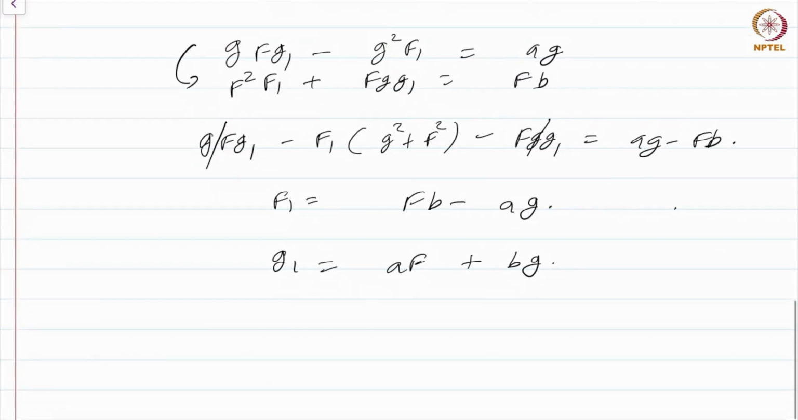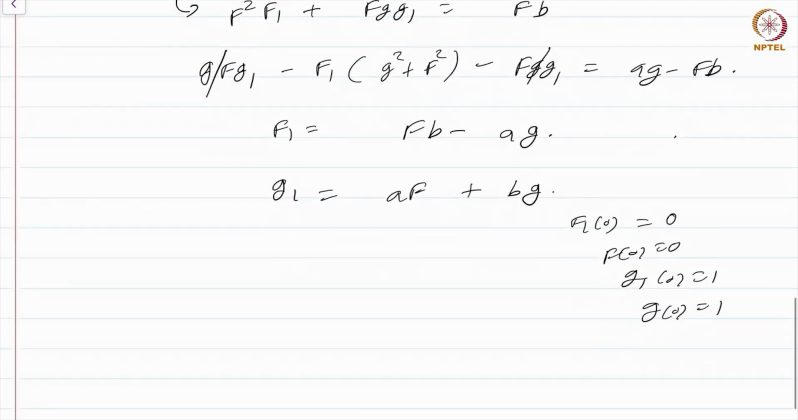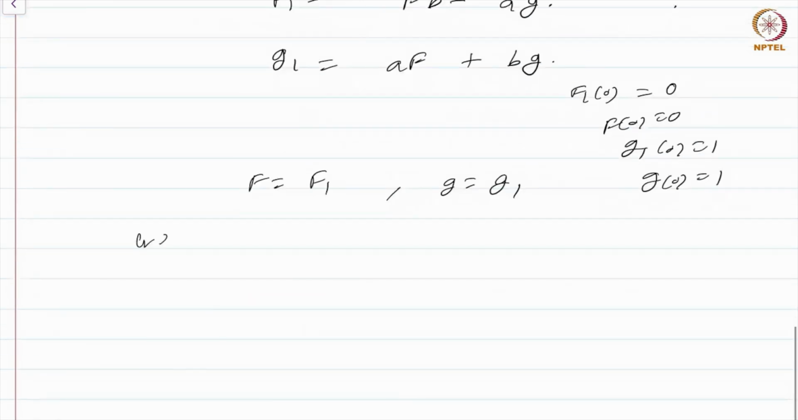Now this helps us a lot because we know that f1 of 0 is equal to 0 and f of 0 equal to 0, and g1 of 0 equal to 1 and g of 0 equal to 1. We know all of this. Okay, now setting x equal to 0 in both these equations immediately gives f equal to f1 and g equal to g1. This comes because you can determine the constants. The constant a will be 0 and the constant b will be 1. So we have shown uniqueness. We have proved uniqueness.